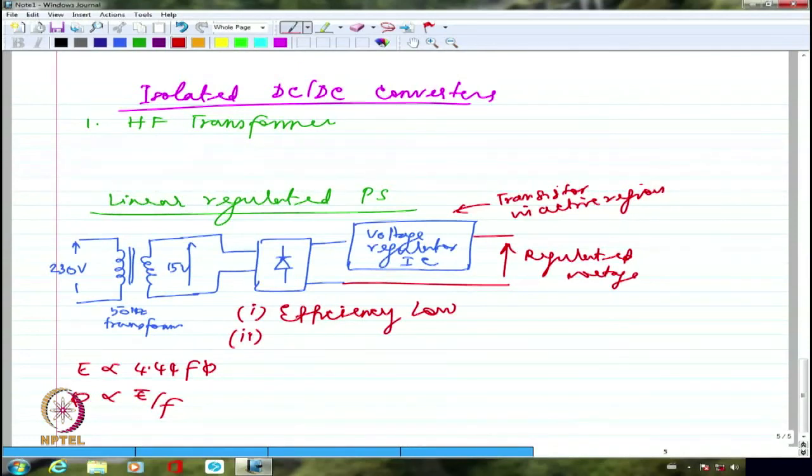So, if I talk about a particular material which can have a flux density of 1.2 Weber per meter square, and I use that material for a 50 hertz transformer versus using the same material for a 50 kilohertz transformer, I can make a very, very small cross-sectional area for the core of the transformer.